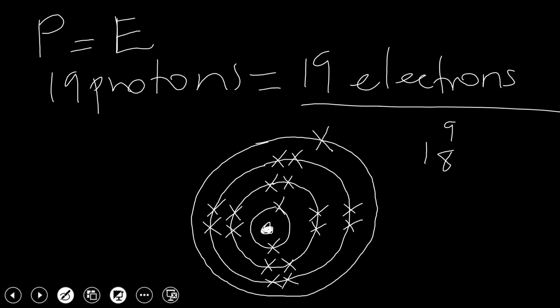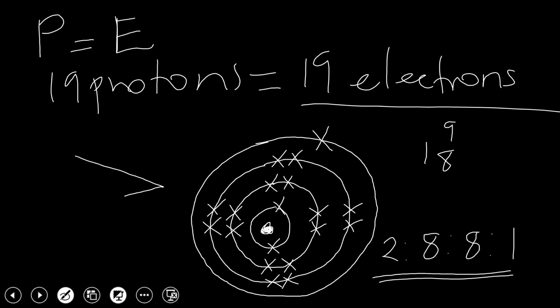When you're writing the electron configuration, you just count the number of electrons in each shell. You start with the inner shell. The inner shell had a maximum of 2, so you write 2. Then the second one had a maximum of 8, then the third one had a maximum of 8, then the last one had 1 electron. So this is the electronic configuration of that element, and this is the electronic structure of that element.